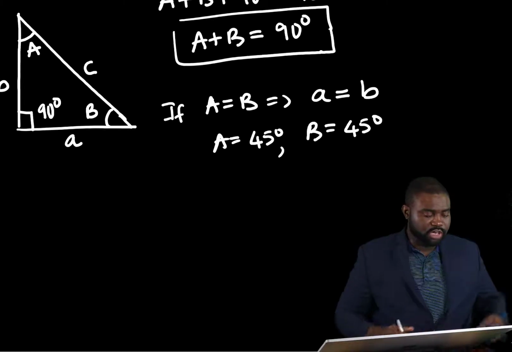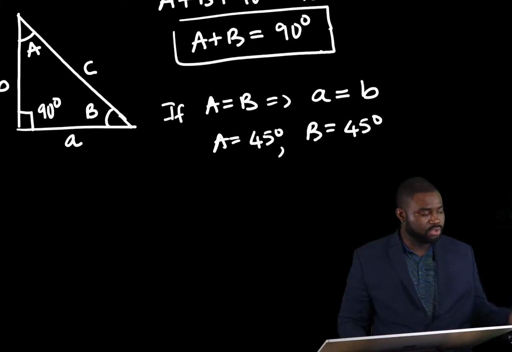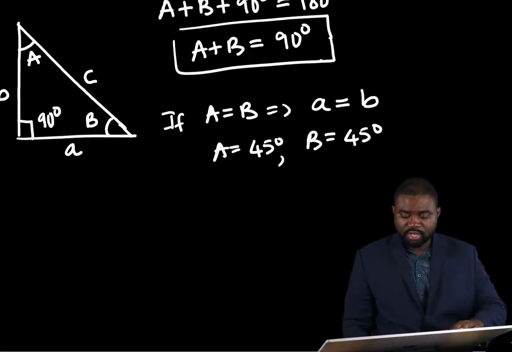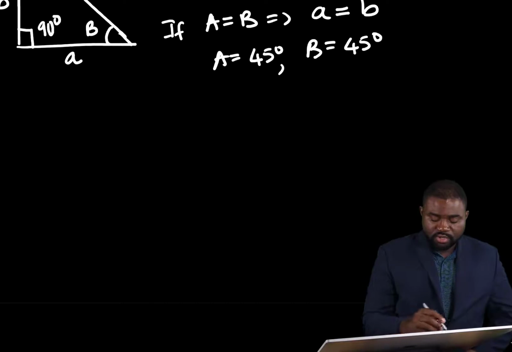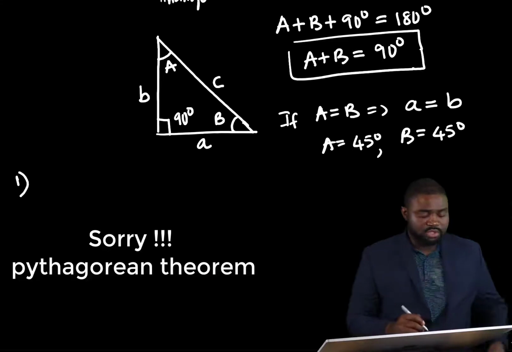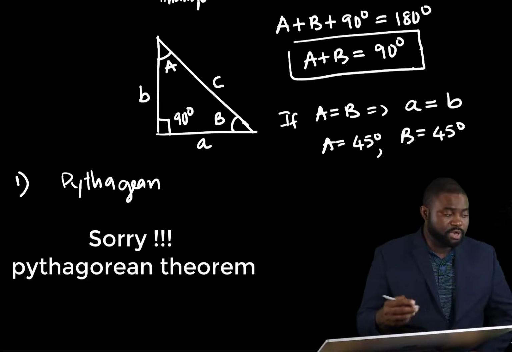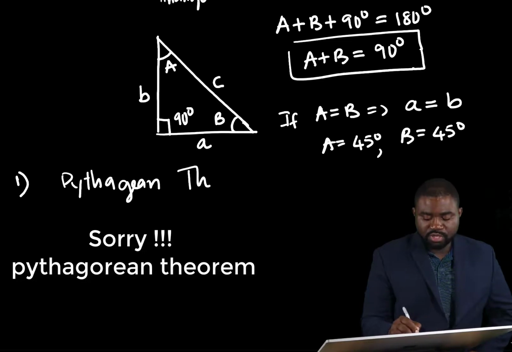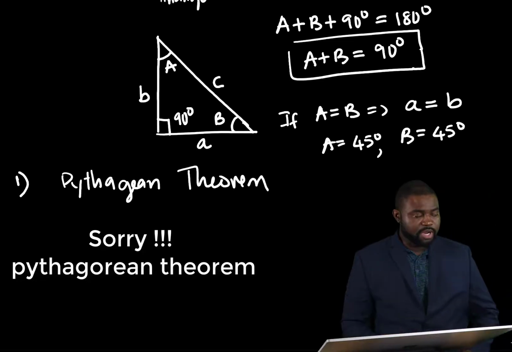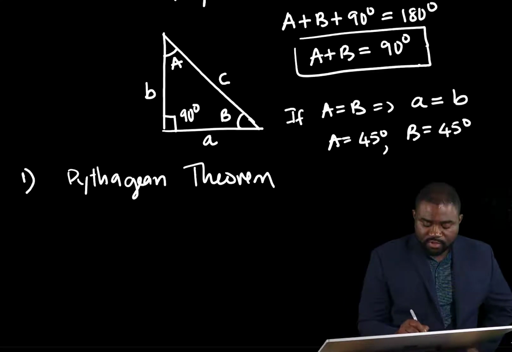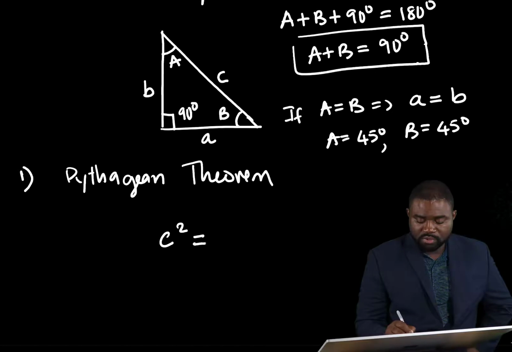Now the right angle triangle actually has some very important properties that we need to take note of. The very first that I will talk about is the Pythagorean theorem, or the Pythagoras theorem if you choose to call it that way. The Pythagorean theorem basically states that c squared is equal to a squared plus b squared.